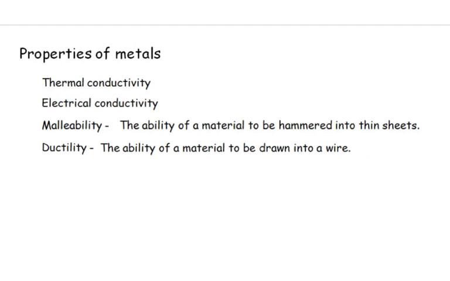Metals are also very malleable, which means they can be hammered into thin sheets like aluminum foil. And they are ductile, which means they can be drawn into a wire like copper wiring. And that's pretty much it for metallic bonds.